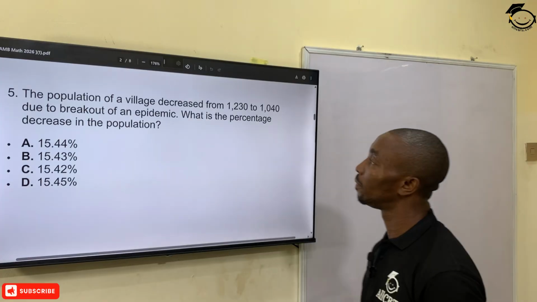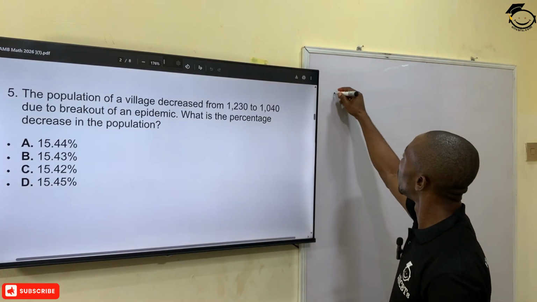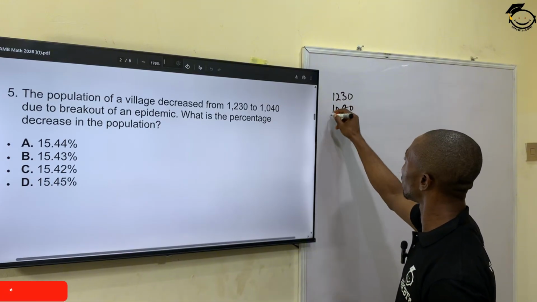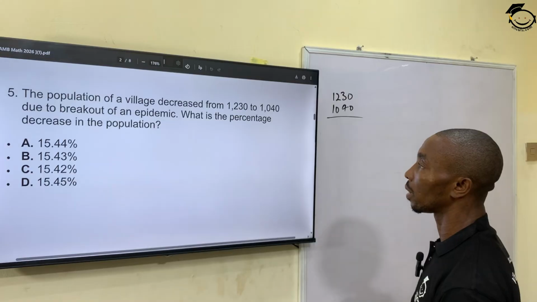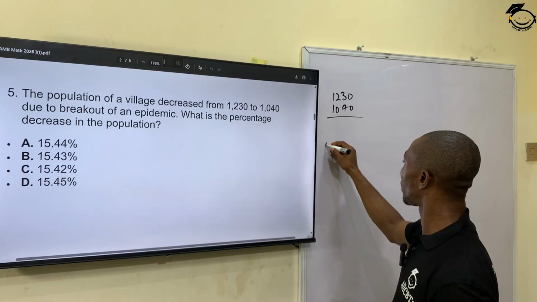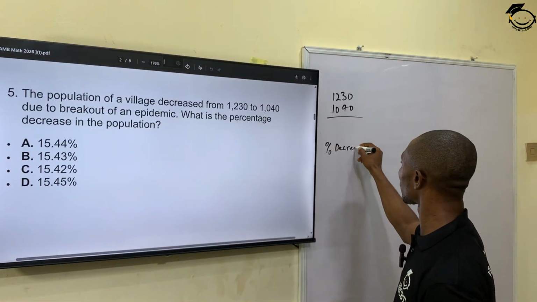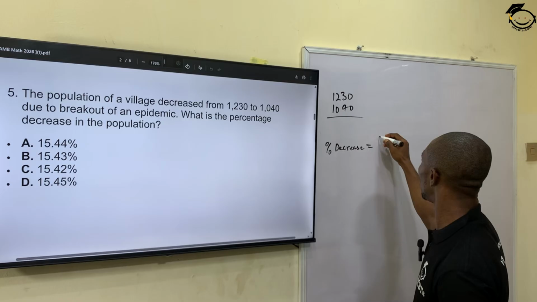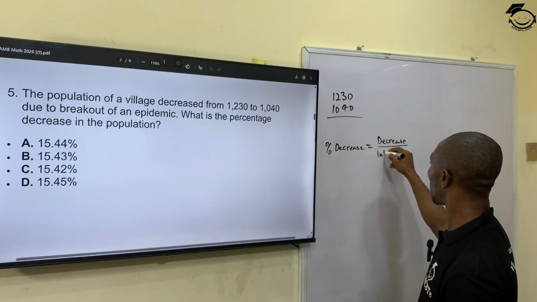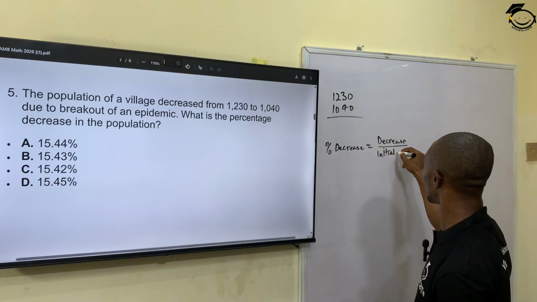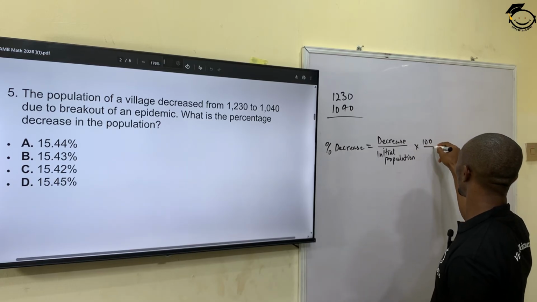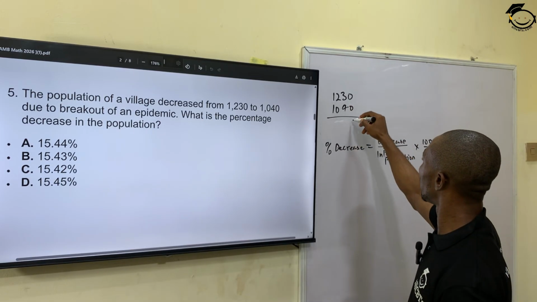The population of a village decreased from 1230 to 1040 due to a breakout of an epidemic. What is the percentage decrease in the population? So percentage decrease equals decrease all over initial population times 100 over 1. So our decrease here will be 0.